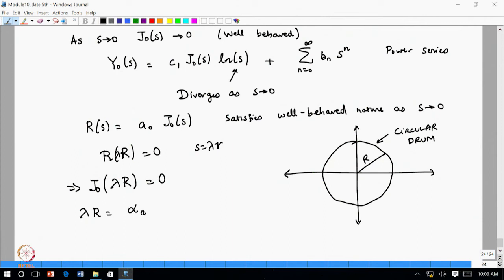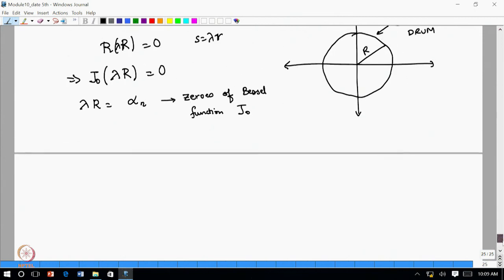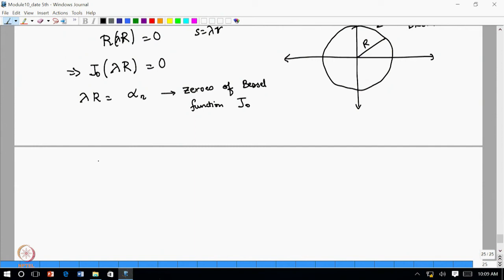Okay. What are these alpha n? Alpha n are called zeros of Bessel function J0. Okay. So, what is the physical meaning of this? The meaning of this is the following. If you look at J0 of some variable as a function of whatever that variable is, it has this form. So, it starts at 1, when x equal to 0 it goes to 1.